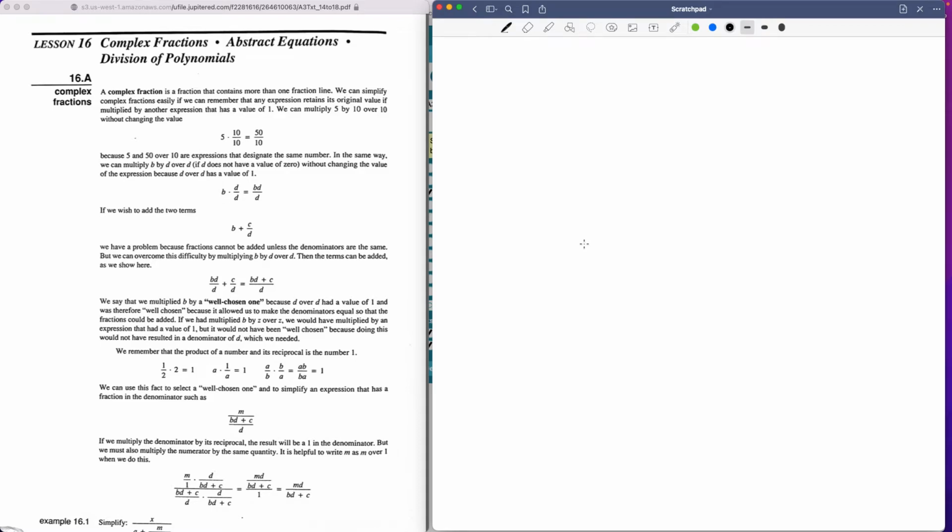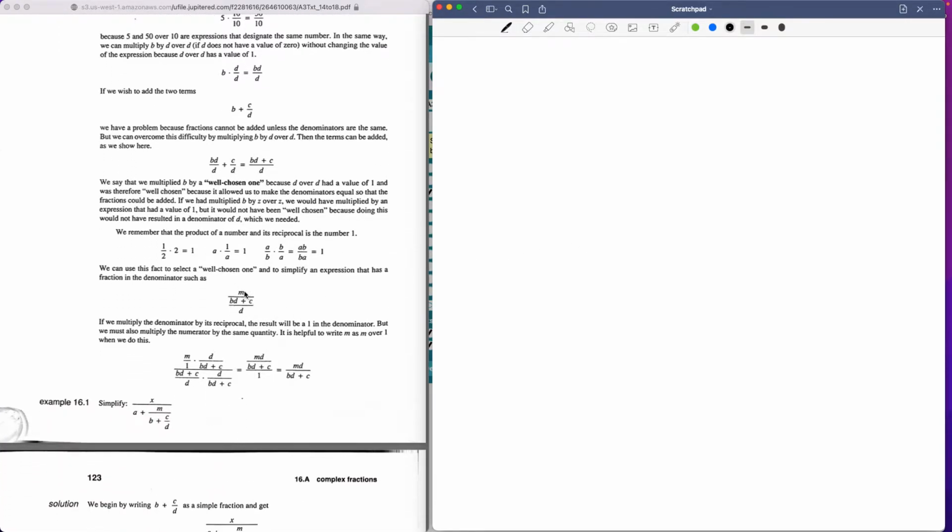We are in lesson 16. We're going to talk about complex fractions first. A complex fraction is just a fraction that has more than one fraction line. So a fraction divided by a fraction, or a fraction with multiple fractions in the denominator or the numerator, anything like that. Any of these examples here are complex fractions because there's more than one division line.